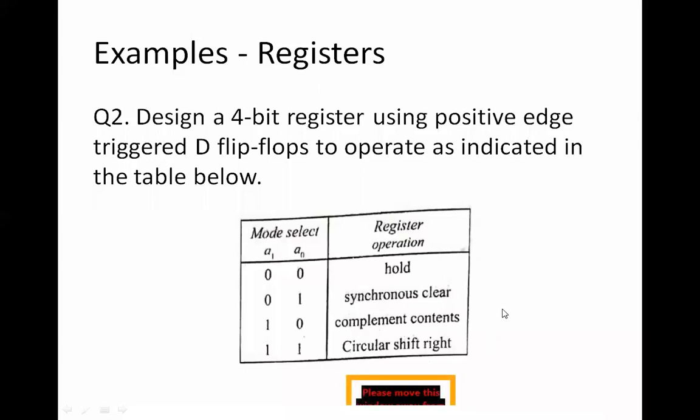circular shift right. So can someone tell me, for this operation, which type of register should I use? Just a simple question. What kind of register should I use? Should I use serial in, serial out, or a parallel in, parallel out, or a parallel in, serial out, or a serial in, parallel out, or should I use a universal shift register? Which is most applicable for this problem?